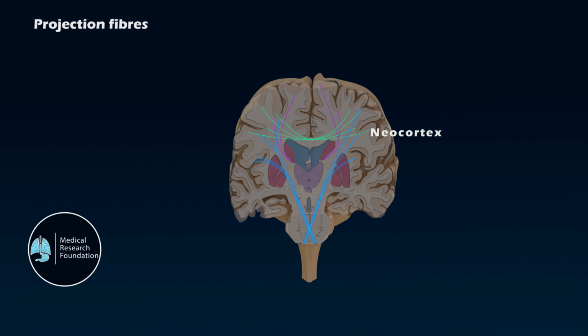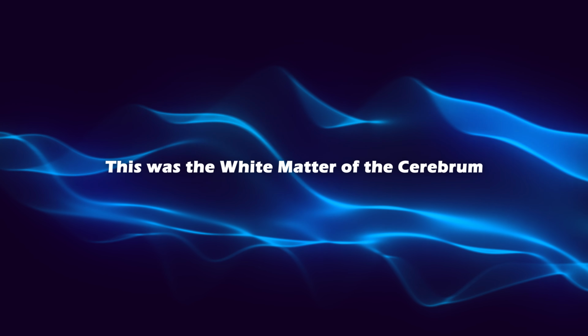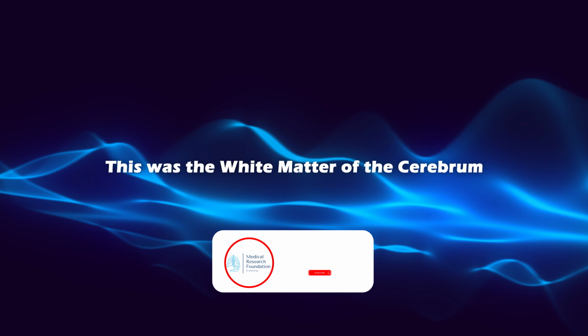The projection fibers of neocortex constitute the corona radiata and internal capsule, while those of the allocortex constitute the fimbria and fornix. The most important bundles of projection fibers are internal capsule and fornix. This was the white matter of the cerebrum, simple and concise.